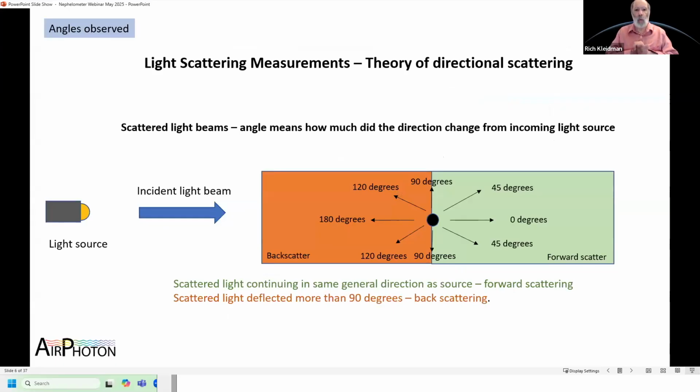Now, we have to really understand the theory of directional scattering. So if I have a particle here and I have an incident light beam to the particle, I need to know how that light is going to interact with the particle, and this instrument is sensitive to scattering, not absorption. So if the light beam continues in the same general direction, that's what we call forward scattering. We consider forward scattering to be anything from 0 up to 90 degrees, and then the back scatter is 90 to 180.